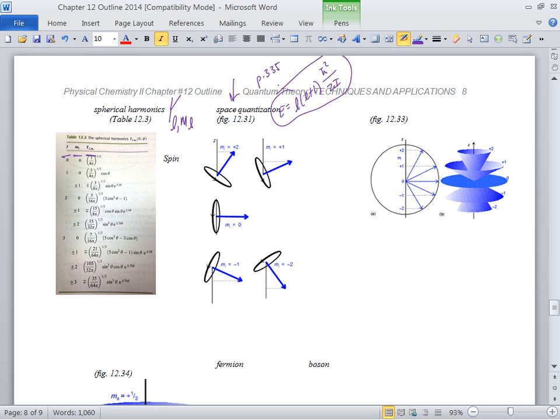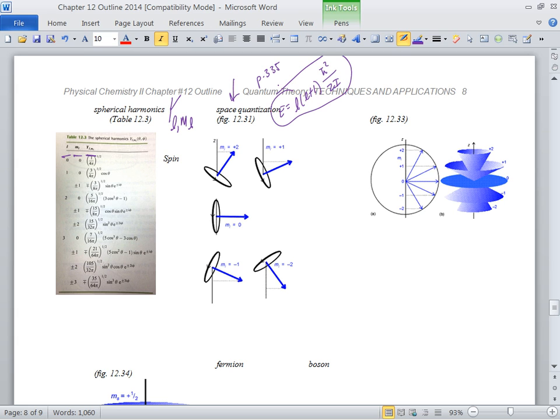Is m sub L in that equation? No. M sub L's not there. But yet, if you pick an L, how many m sub L's can you write? You list them from negative L all the way up to positive L.